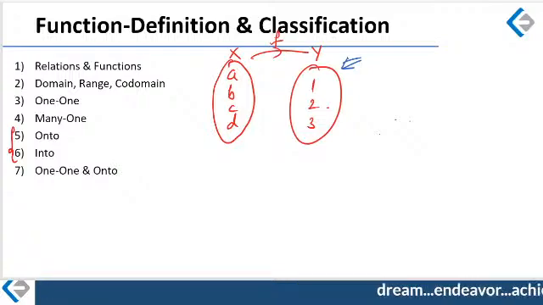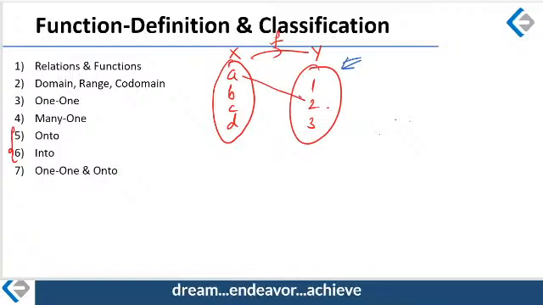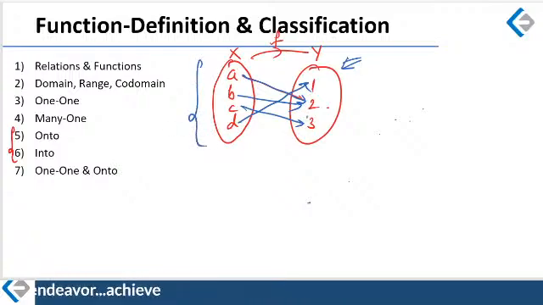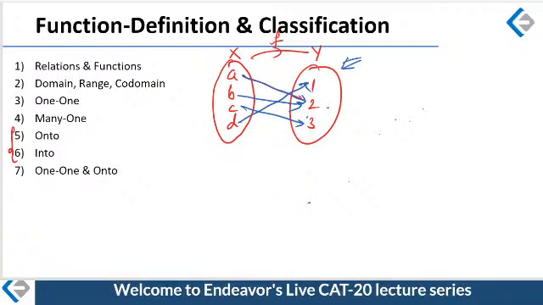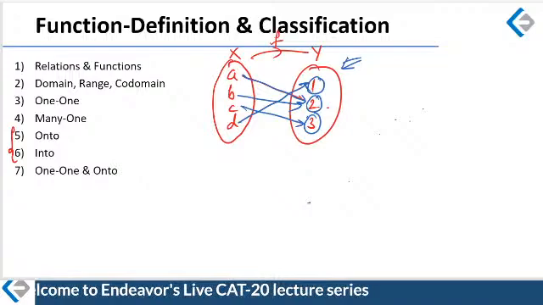For example, let me show it here. A is linked with 2, B is also linked with 2, D is linked with 1, and C is linked with 3. Every element of x will have a mapping, otherwise it's not a function at all, right? Now, what is the second thing that you have ensured? You've ensured that every element of y is also engaged.